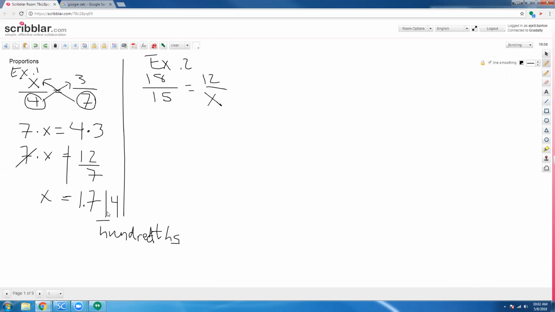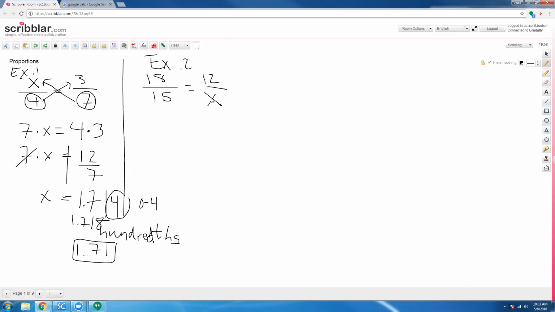And we were currently talking about how to round this. 1.71, if we're rounding, the number next to it is a 4. And if it's 0 through 4, you keep the number next to it the same. So 1.71 is properly rounded. If it had been like 1.718, then it would round up to 1.72.